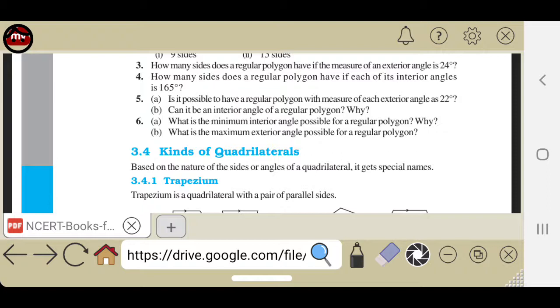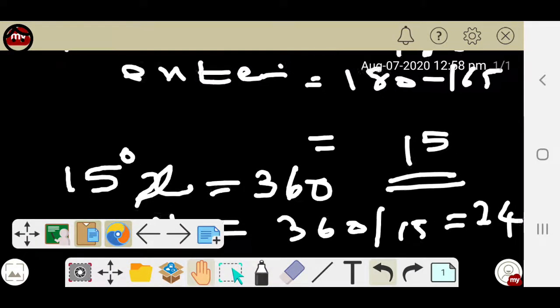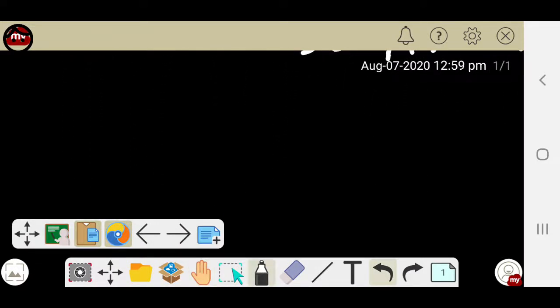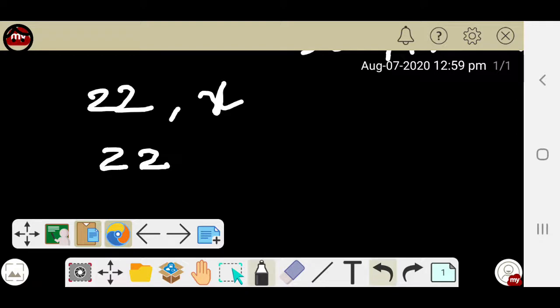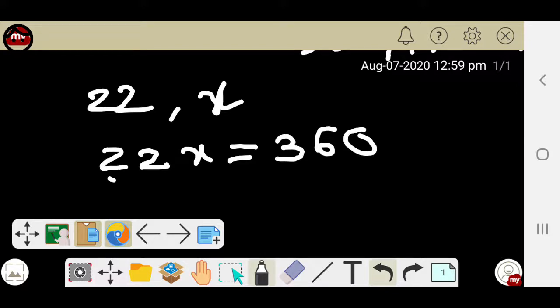Then the next question, the fifth question. Is it possible to have a regular polygon with a measure of each exterior angle as 22 degrees? Dear children, if each exterior angle is 22 degrees, is it possible? We can check. If there are x angles, we can write 22 times x, so the total sum of exterior angles is 22x, which equals 360.